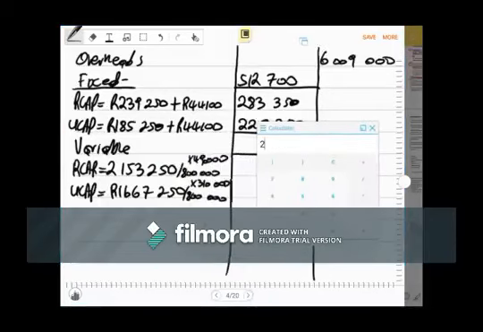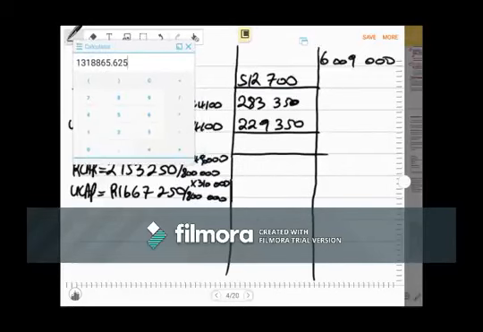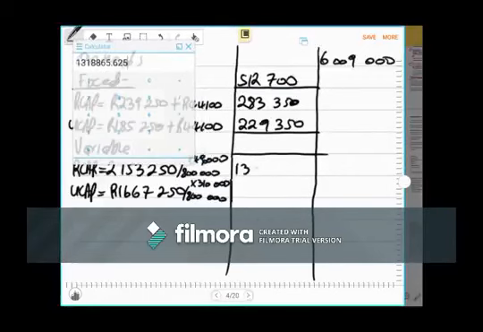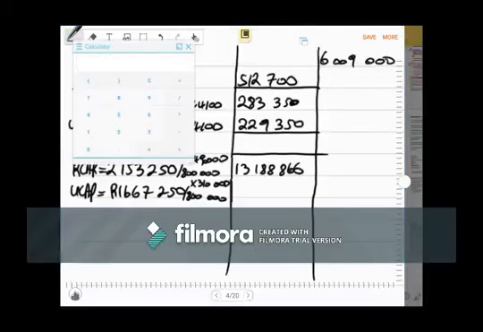So this will be 2,153,250 divided by 800,000 equals, times this by 490,000. Then this gives a totally different figure, recalculated: 2,153,250 divided by 800,000 equals, times this by 490,000 units that the company expects to manufacture and sell. This is 13,188,866.